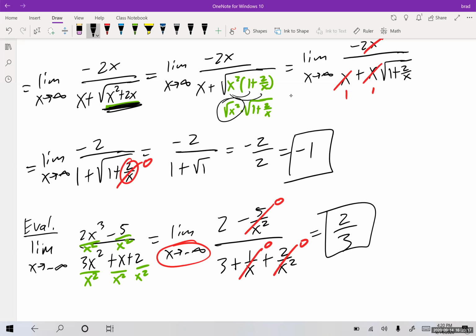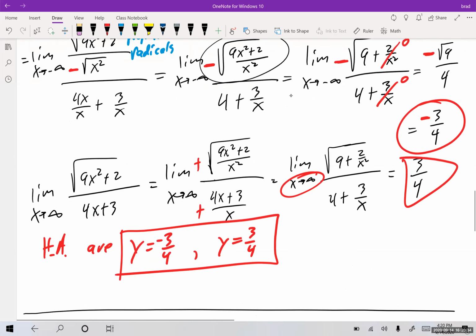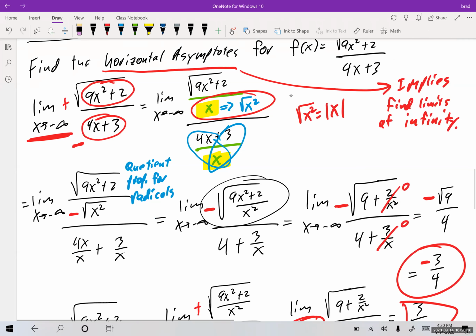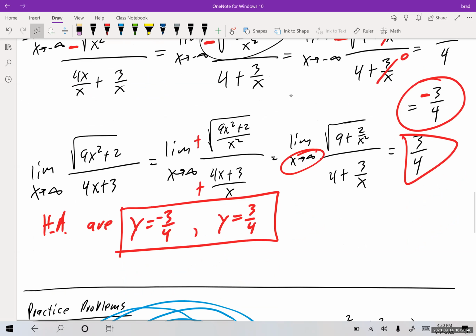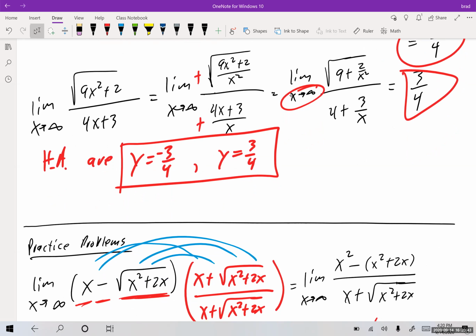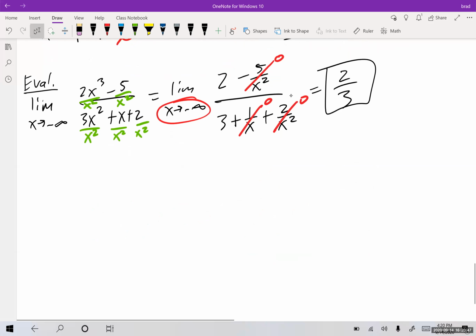Now notice they didn't ask me for the horizontal asymptote. If the problem had said, find the horizontal asymptotes, then I would have to follow it up with saying y equals -1 and y equals 2/3. But the problem did not ask for that, so I don't tell them the horizontal asymptote. Here, they specifically said, find the horizontal asymptotes, and then I knew that meant find the limit at positive and negative infinity. So be sure you're on the lookout for when they ask for horizontal asymptotes, and then sometimes they just want you to find the limits like this, okay?